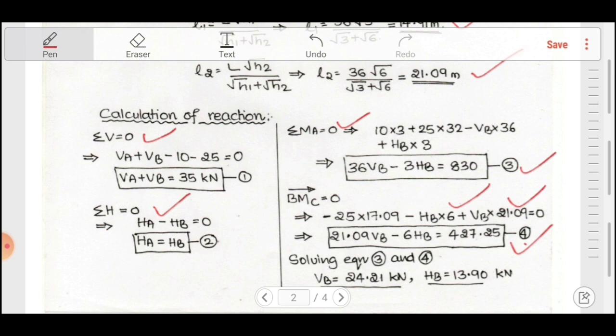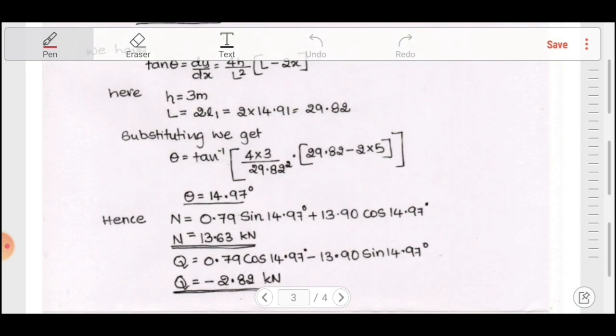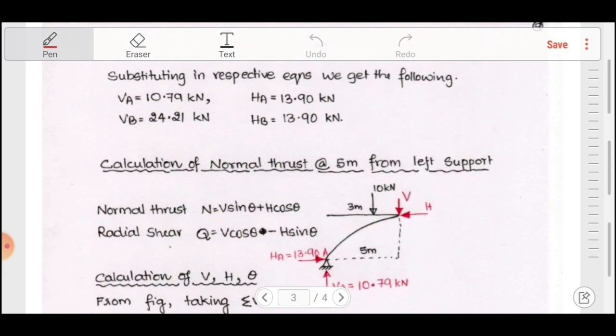Solving equation 3 and equation 4, we will get the answer for VB as well as HB. Hence we got the answer for VB and HB. Now substituting in equation 1 and equation 2, we will get the answer for VA and HA. So we will get the answer for VA, HA, VB and HB. HA and HB will be the same, and we got the answer for VA and VB.